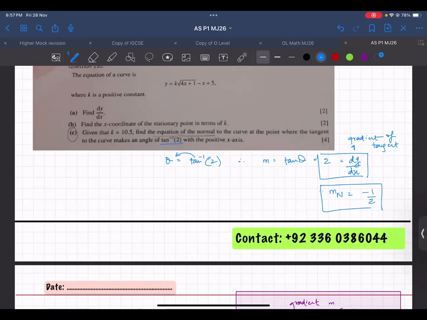So we have the gradient of normal, and what more do we need? We need the point. How will you find the point? They have given us that the value of k is 10.05. So you already have the dy by dx value which is equal to 2, and you put in the value of k as well. So you can find the value of x. And when you have x, you can find y as well using the original function. So you have the x and the y and the gradient of the normal, you have everything. And then you would use y minus y1 is equal to m times x minus x1 to find the equation of the normal.